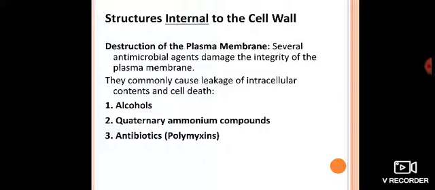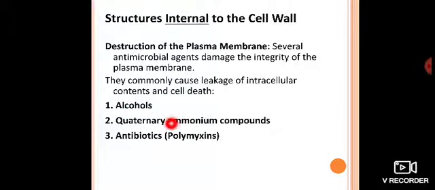In the same slide we can observe three different types of components, and when we use those components, leakage of the cell contents and cell death occur. These components have the property that they can inhibit cell wall synthesis, as well as leak the composition of the cytoplasm, and if the cytoplasm comes out of the bacteria, it can die. So the first essential point is alcohol.